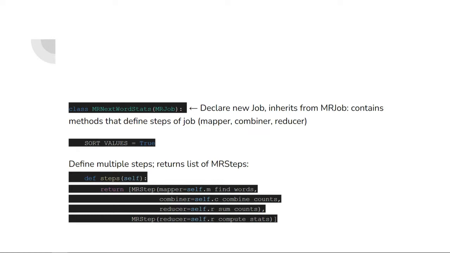This steps method is necessary to be overridden from the base class MRJob in order to define a list of steps that our program follows. In this case, we will return a list of MRSteps that we define as a mapper, a combiner, and a reducer that will be defined in the m_find_words, c_combine_counts, and r_sum_counts functions respectively. And last, we'll reduce with the r_compute_stats method, which shall be defined in the following slide.